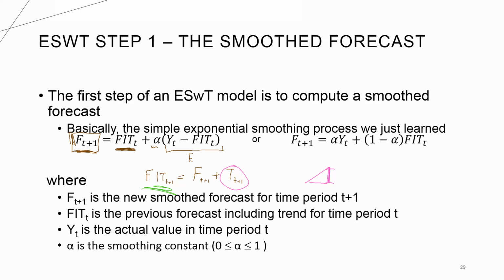So we smooth it. This is just the exponential smoothing again: the previous forecast plus alpha times the error. That's exactly what we did with the regular exponential smoothing. But now to make that a final forecast, the FIT, we have to add in our trend adjustment. The next slide is all about that trend adjustment and how that works.